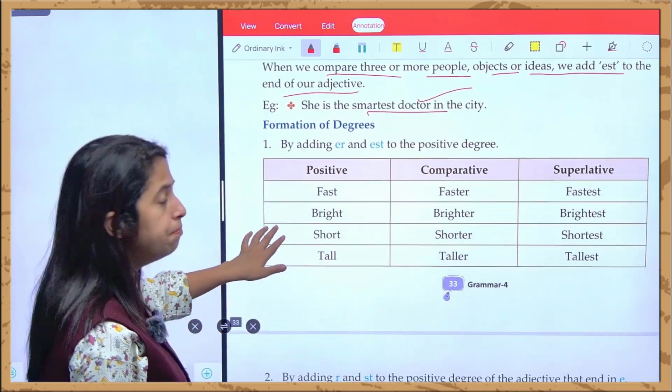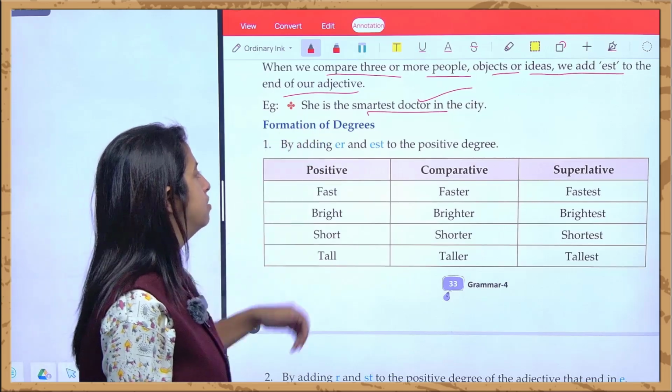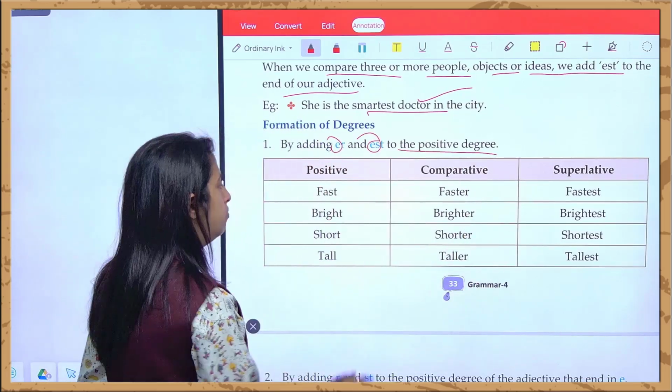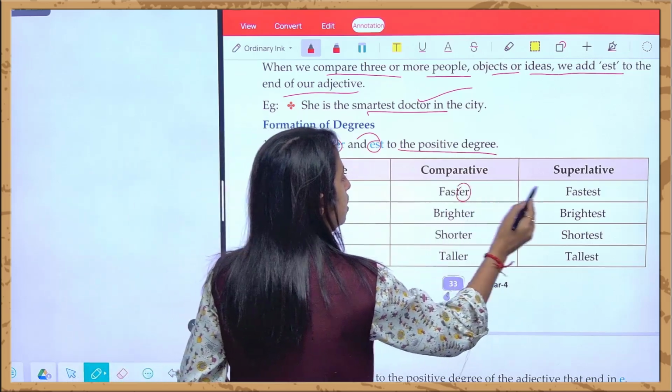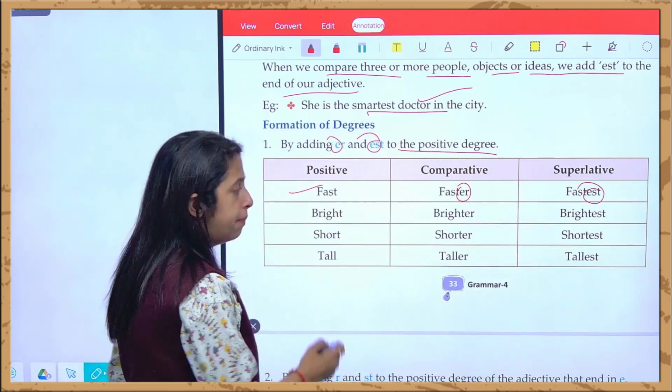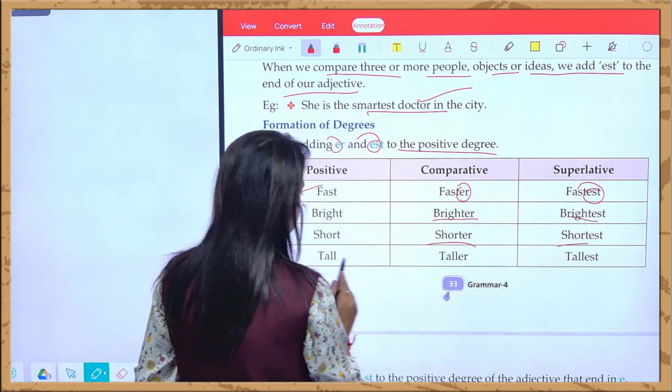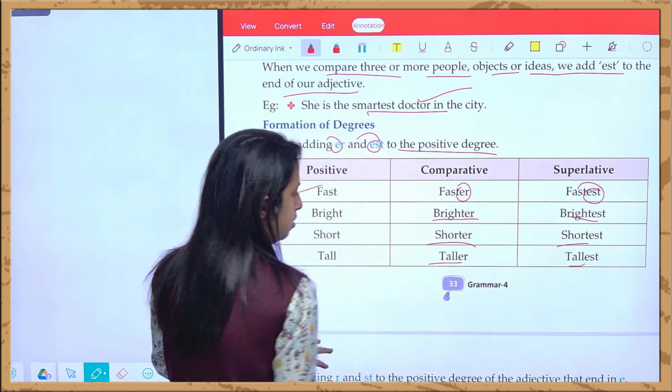अब we'll be learning how we will be forming these degrees by adding er and est to the positive degree. कैसे करेंगे हम? देखिए fast का क्या होगा? Faster, then it's fastest. Okay. Bright का क्या होगा? Brighter and brightest. Short का क्या होगा? Shorter and shortest. Tall का taller and tallest, right?